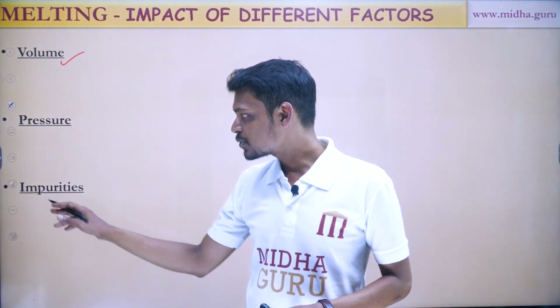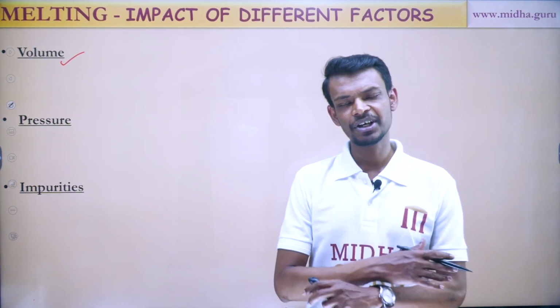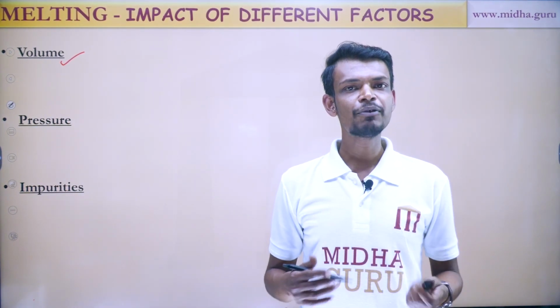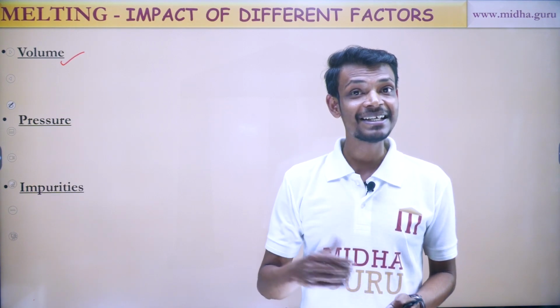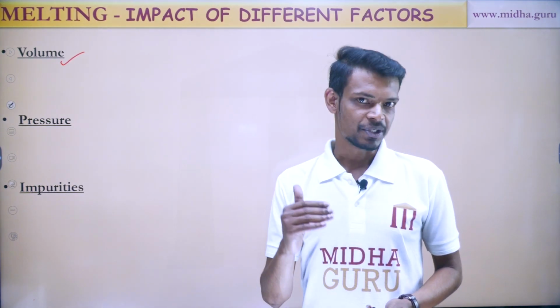When it comes to other substances which expand on melting, increasing the pressure leads to an increase in the melting point. Next we have impurities. Impurities have a general impact on all kinds of solids. If you have impurities, it generally leads to a decrease in the melting point of the substance.